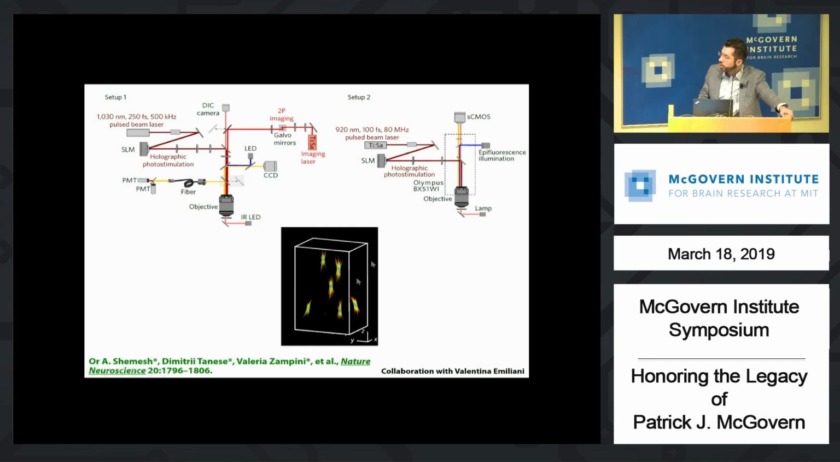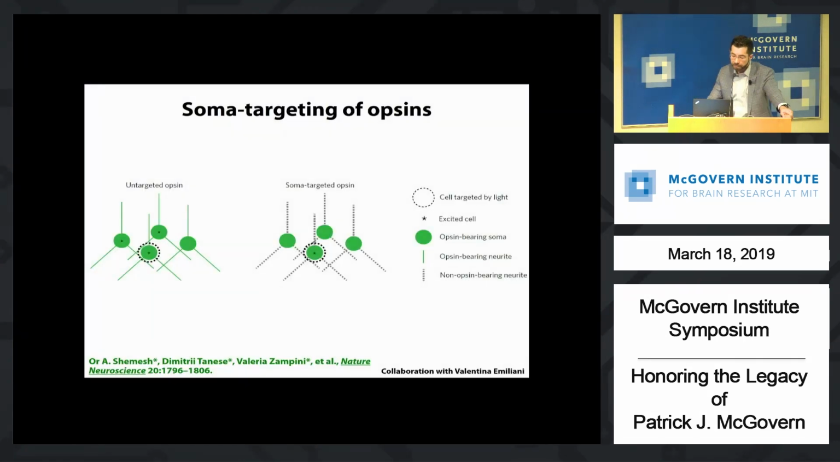So Or Shemesh in my group, and Dimitrii Tanese and Valeria Zampini in Valentina's group, worked together to use Valentina's holographic microscope projection systems. They make interesting patterns of light like the one you see at the bottom here. Could you use these to do good single-cell resolution control? So to do that, we had to find a way to target the expression of these microbial opsins, as they're known, to just the cell bodies.